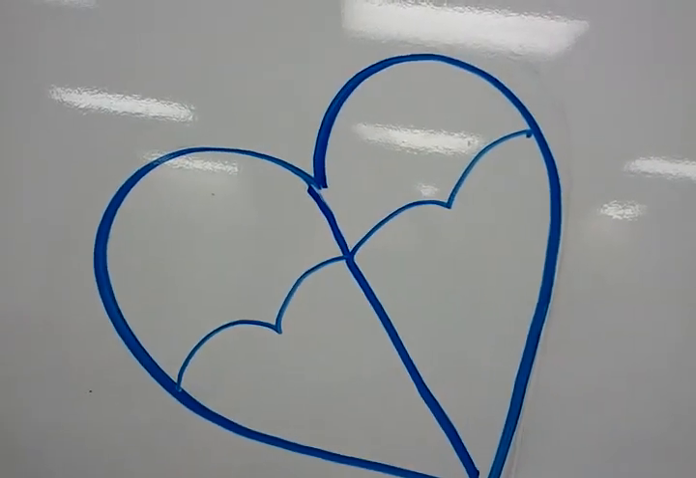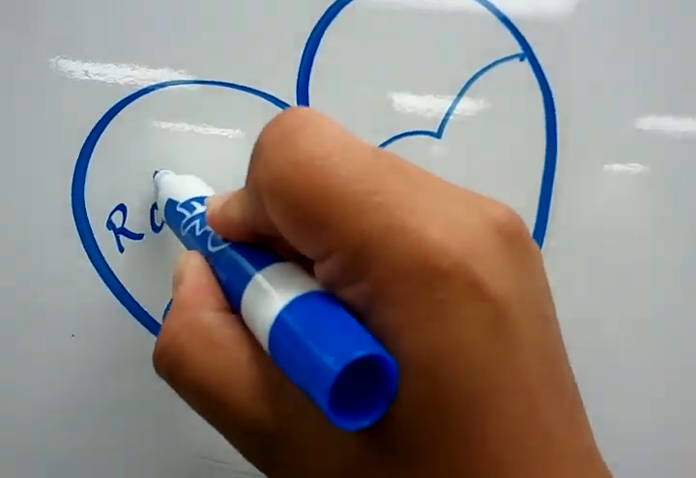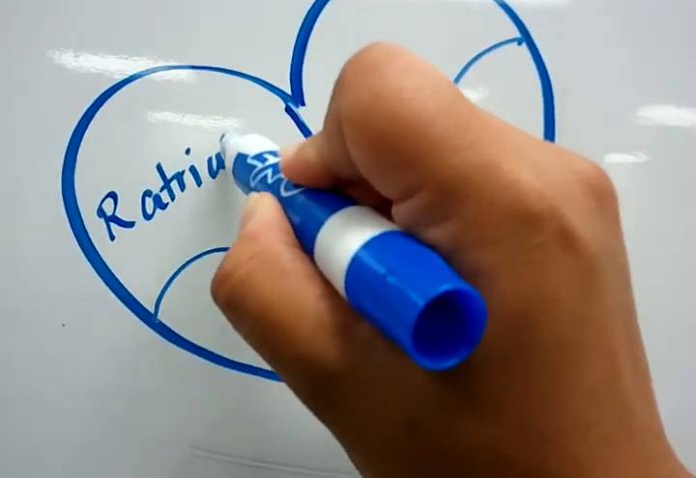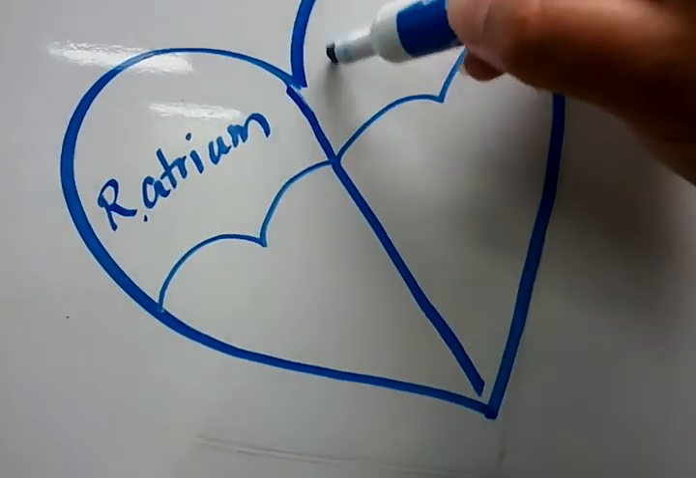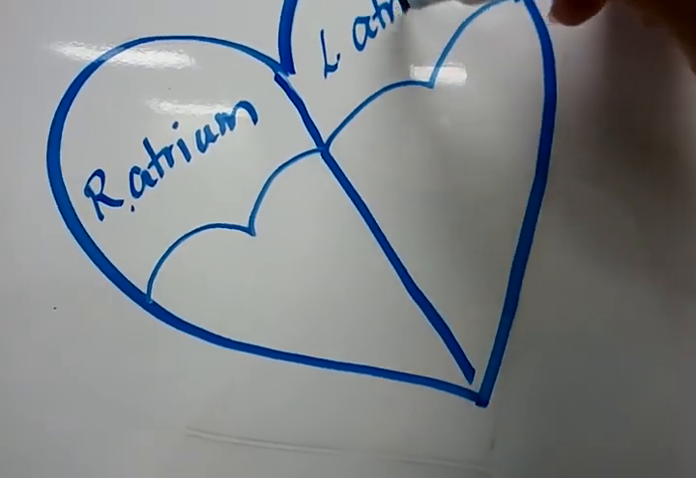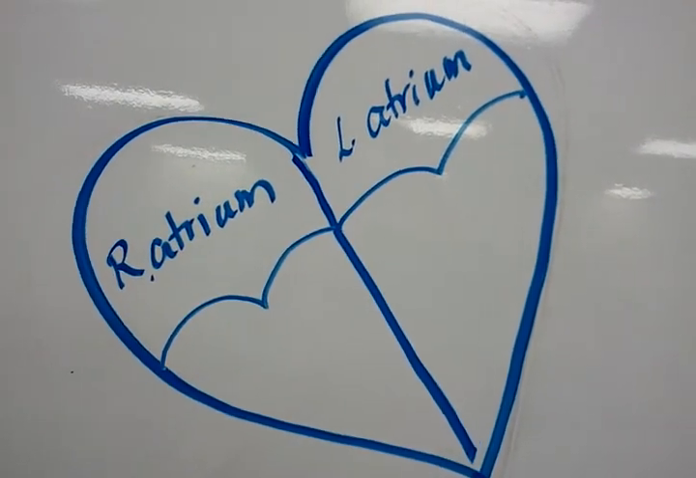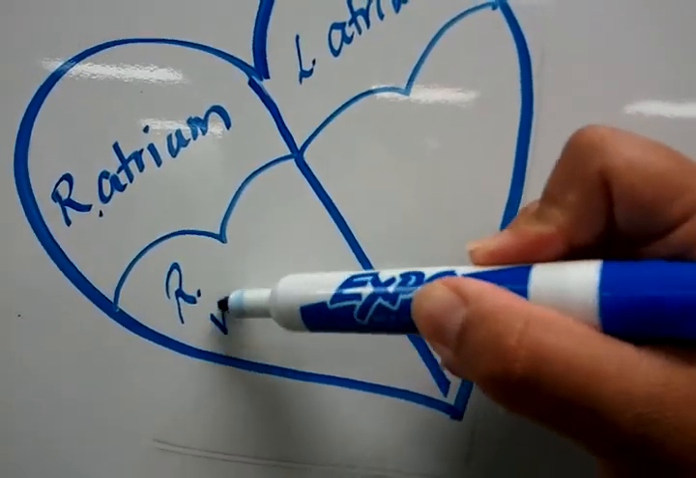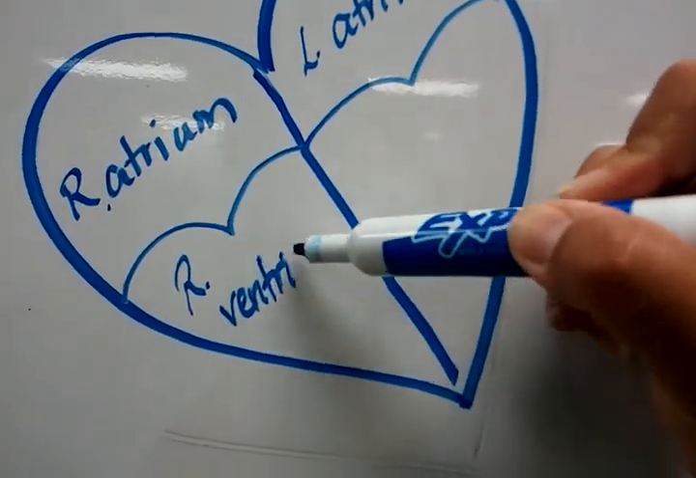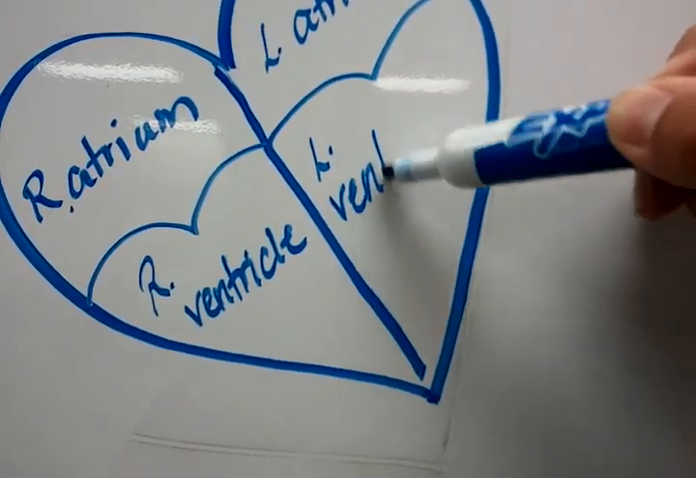Okay, so our top chambers are called atriums. So this is our right atrium. And if we have a right atrium, then we need a left atrium. And our lower chambers are called ventricles. So on this side we have our right ventricle, and then our left ventricle.